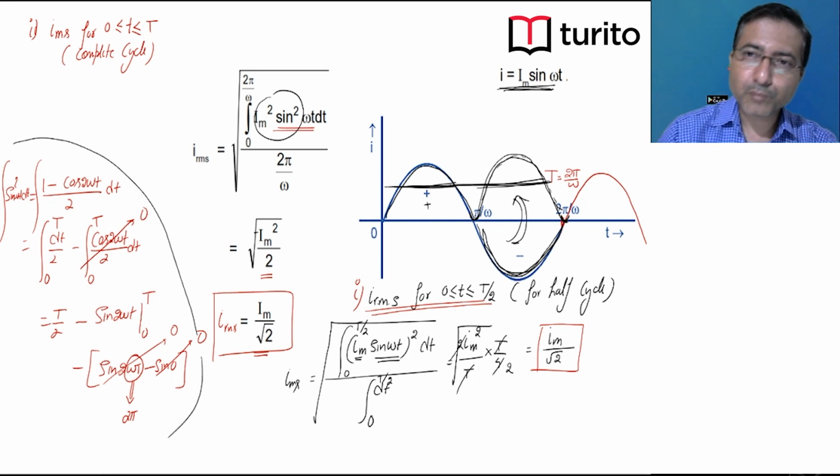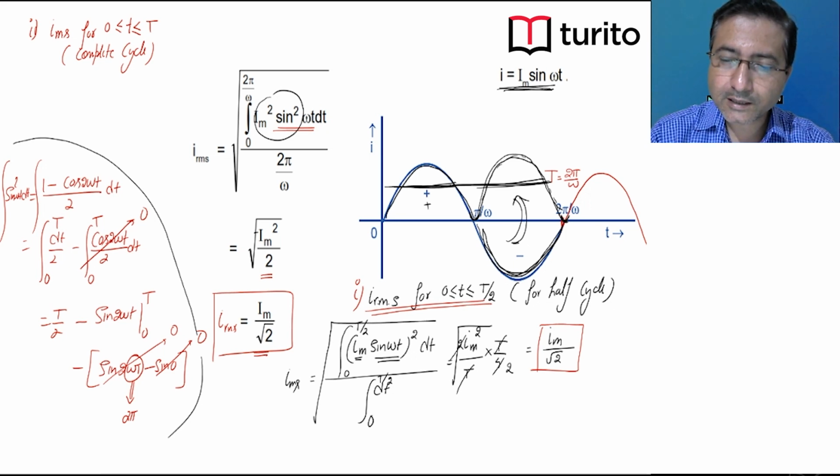So these are the two important values that we need to remember for any sinusoidal function written in the form Im sin omega t. One is the average value that we just got, 2 Im by pi, and the other is the RMS value, which is Im by root 2. So peak value times 1 by root 2 is RMS, and average is 2 by pi times the peak value. Keep these two points in mind.